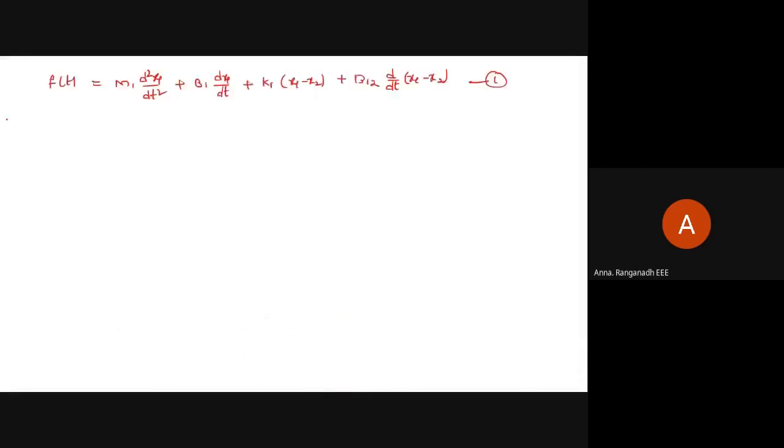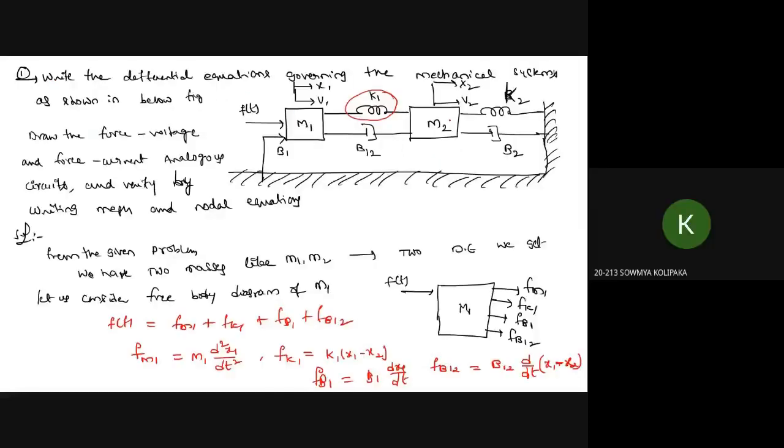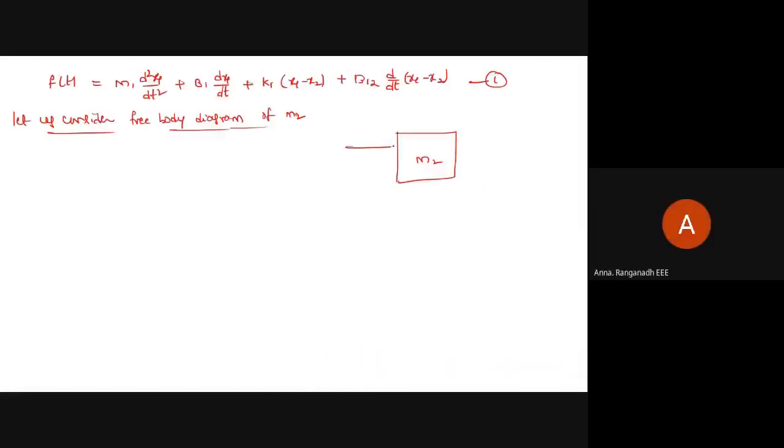Now let us consider the free body diagram of M2. Can anyone tell me? Soumya, can you tell me the finalized expression of the free body diagram of M2? Okay. Let us consider the free body diagram of M2. If I consider M2, what are the forces applied on it? Is there any force applied? No, sir. So therefore, you can write f of t equals 0. Then what are the opposing forces due to M2?